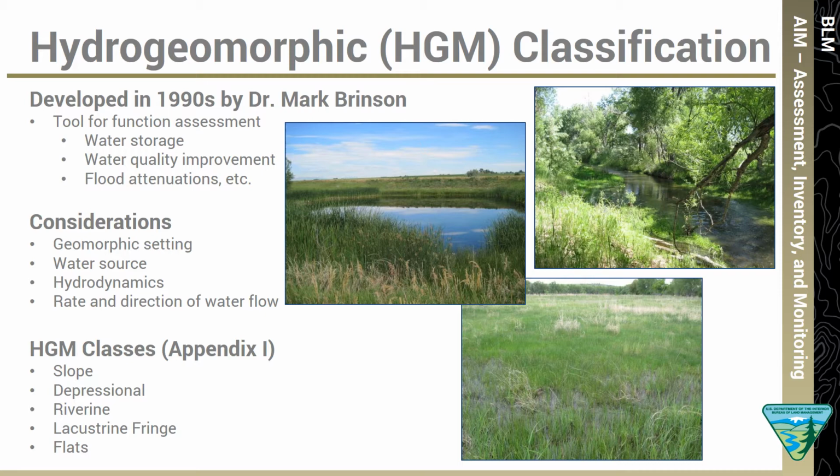The primary considerations when applying the HGM classification include the geomorphic setting, the water source, and hydrodynamics, meaning the rate and direction of water flow. There are 5 main HGM classes, each with 2 or 3 subclasses. The classes are slope, depression, riverine, lacustrine fringe, and flats. Appendix I of the Field Protocol for Lentic, Riparian, and Wetland Systems contains a key to the 5 main HGM classes and detailed descriptions of each class and their subclasses. The following slides will walk through each of the 5 classes in the order they are presented in the key in Appendix I, which starts with the less common classes first. You can follow along in the appendix.